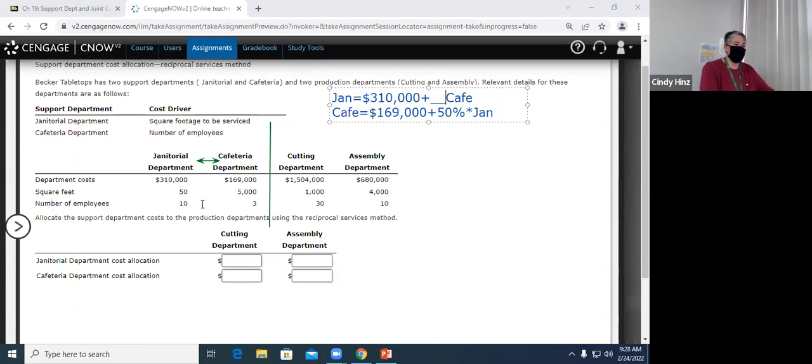So if we look at the total employees, ignoring the cafeteria employees, we have 10 in janitorial, plus 30 in the cutting department, and 10 in assembly. That's a total of 50 employees. And the janitorial department is 10 of those 50. That's 1/5 or 20%.